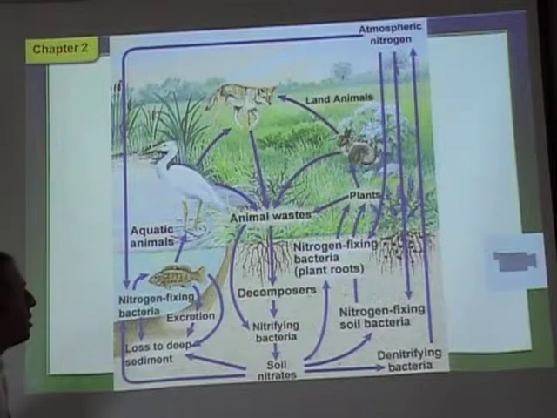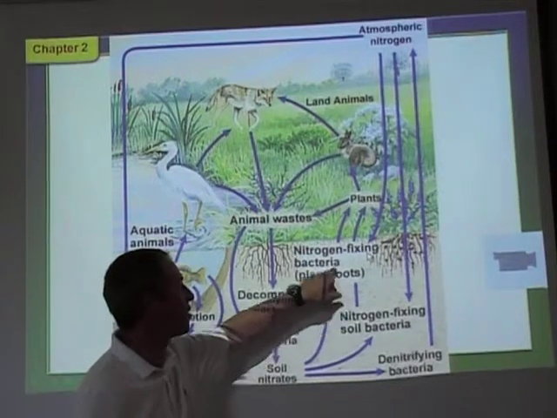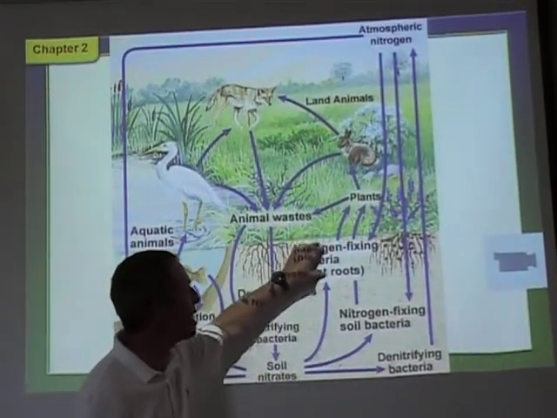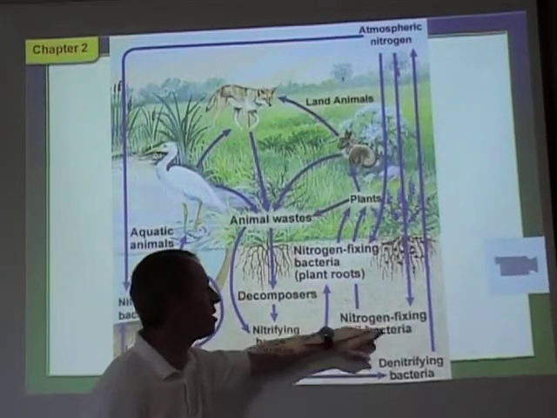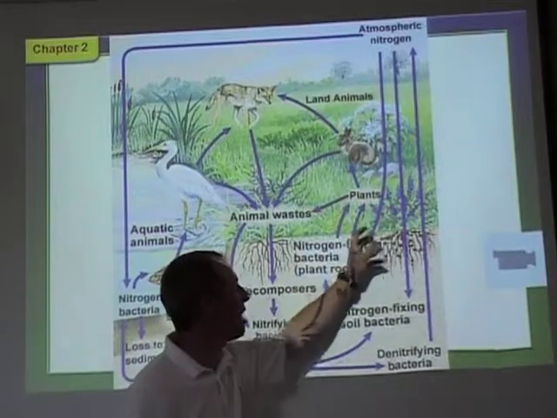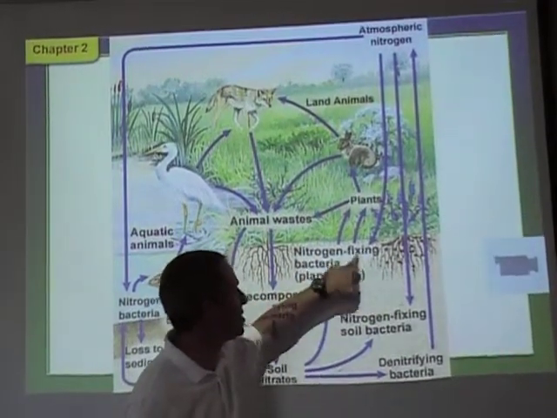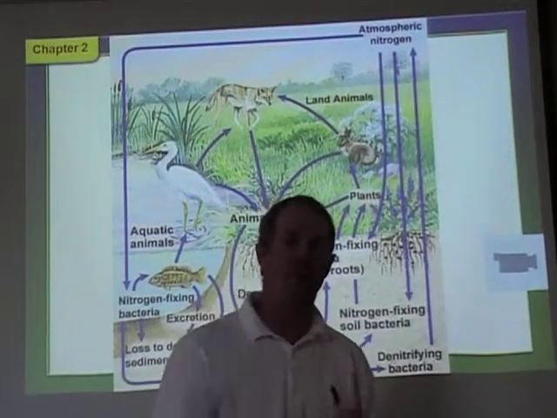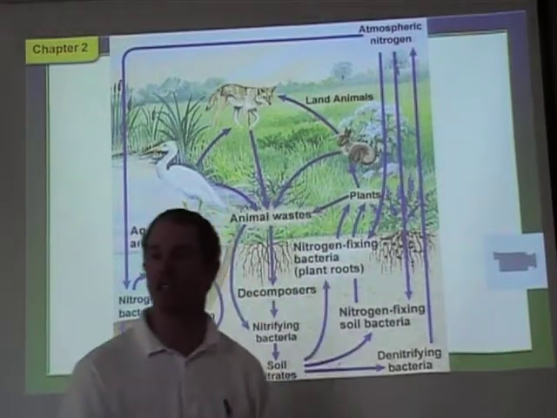These two arrows here. Nitrogen is taken out of the atmosphere and pulled into the soil by bacteria called nitrogen-fixing bacteria. Sometimes they live in plant roots. Sometimes they just live in the soil alone. And they will pull nitrogen out of the air and fix it. Fixing means change it to a form that plants can use. The form that plants can use is called nitrate.